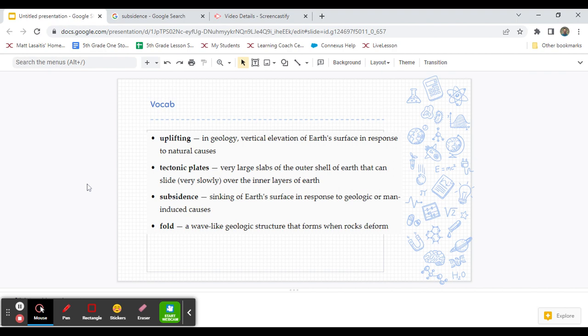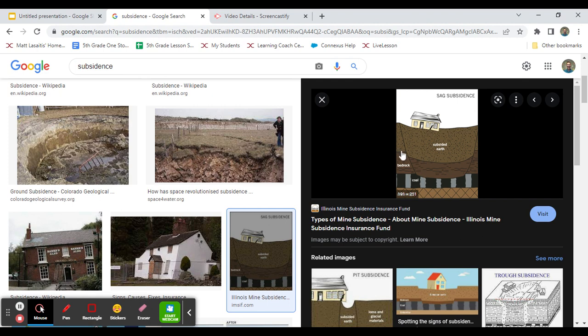And our next word is subsidence, which is the sinking of the Earth's surface in response to geologic or man-induced causes. So basically, it means it's a hole or a forming hole, a sinkhole in the ground. We can see a picture of it right here. Usually, this happens because of water underneath this area and it slowly sags down. Sometimes it's from humans mining.